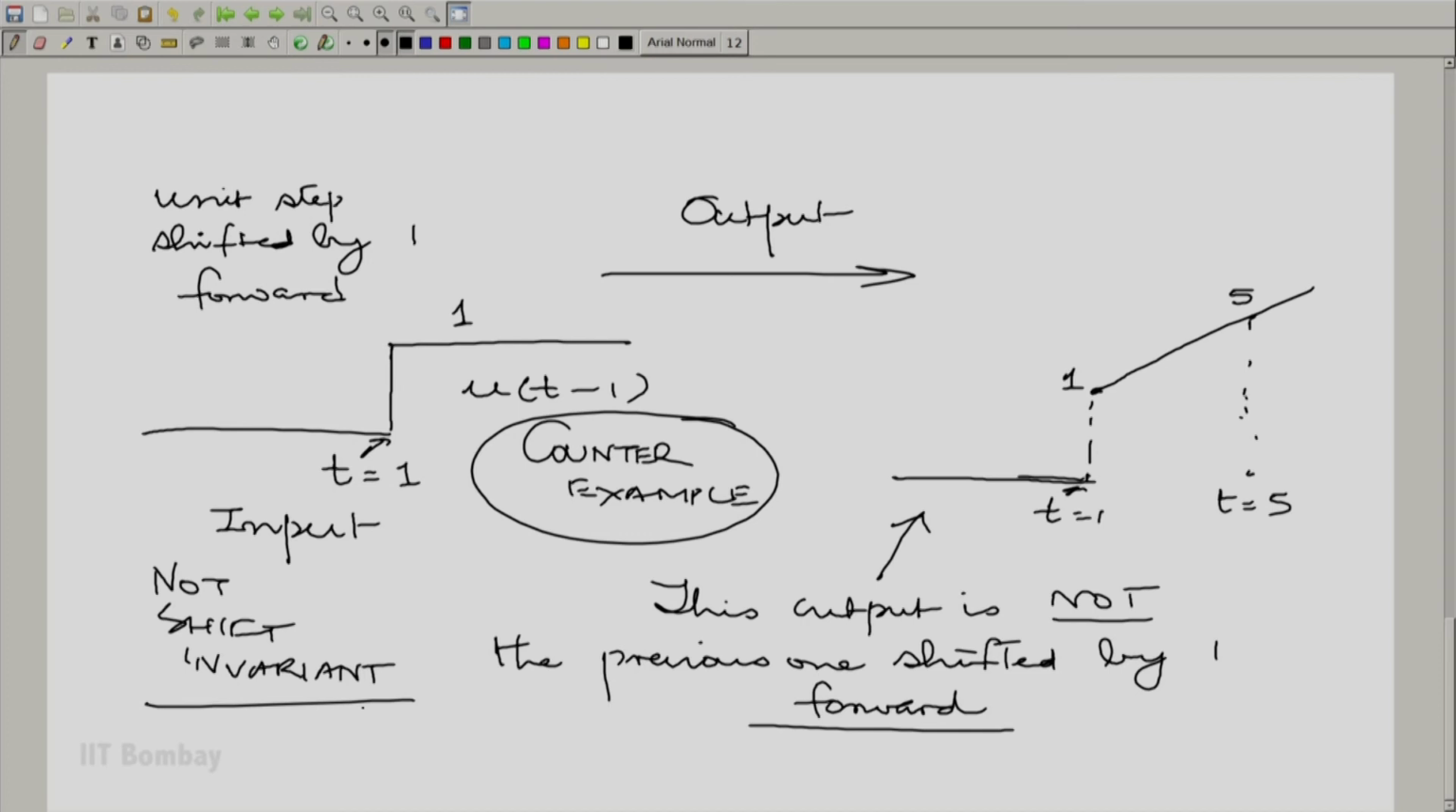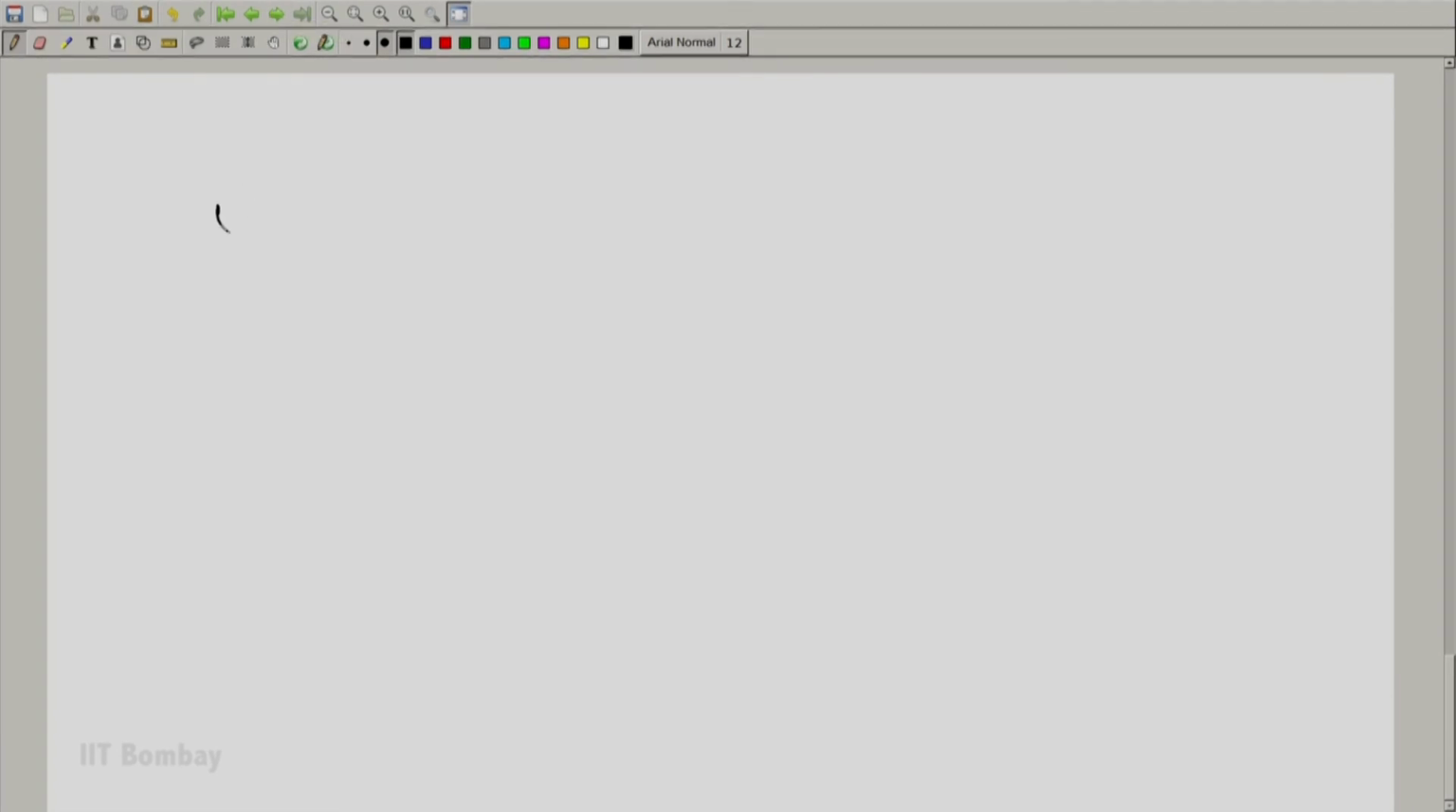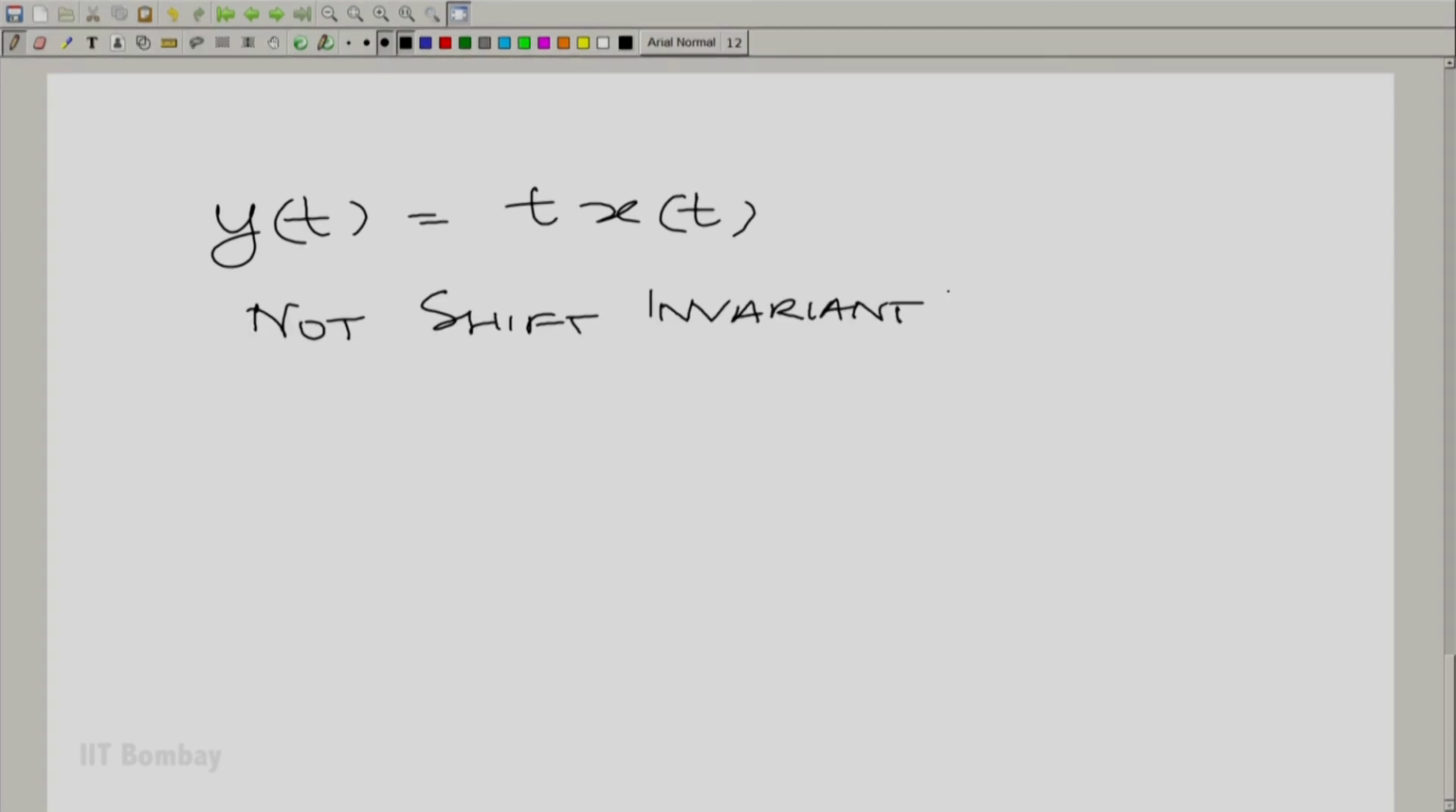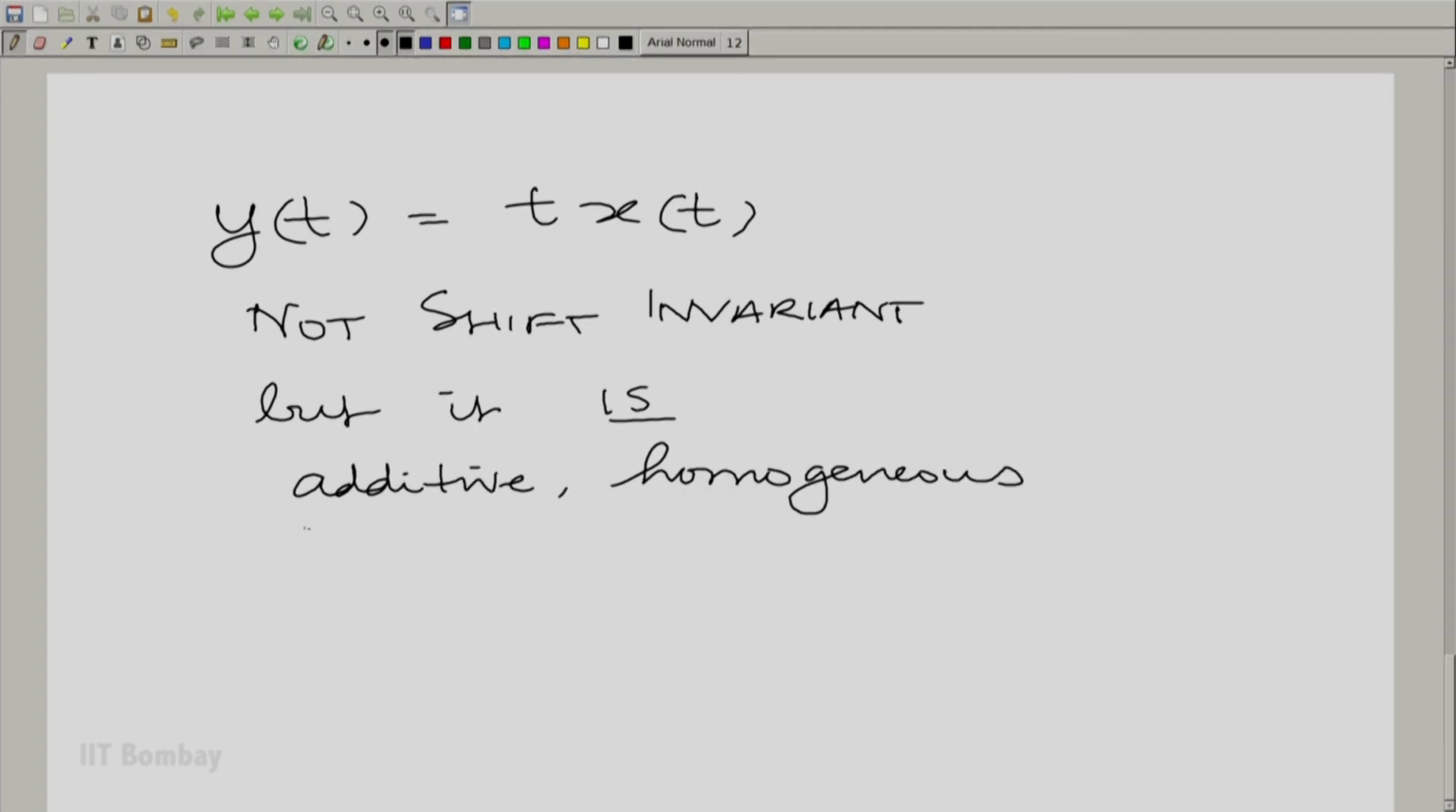Anyway, coming back to this particular example. Here you notice that we showed with a counter example that the system is not shift invariant, and therefore, we can make a conclusion about this system. The system y of t is equal to t times x of t is not shift invariant, but it is additive and homogeneous. And of course, now I am going to leave one exercise for you.